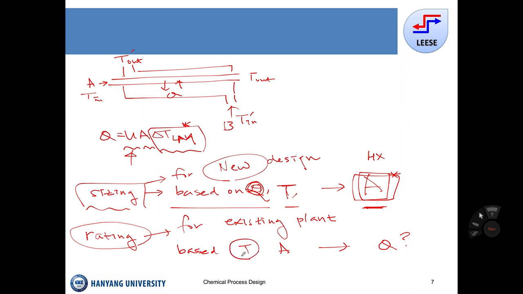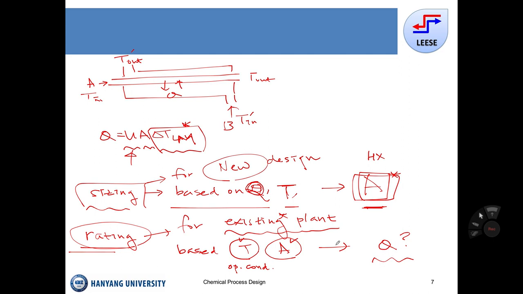Based on T means that this temperature is the operating condition. Okay? A is given because we are looking at an existing plant. So you have a certain heat exchanger given. Then you want to check whether we have enough heat transfer, enough heat exchange. That will be checked based on A and based on T. That is called rating. We are checking an existing unit, whether we achieve the heat transfer we want.